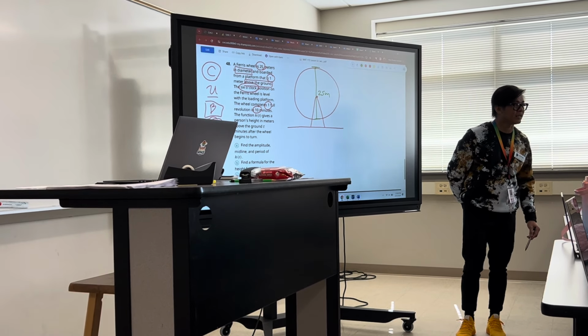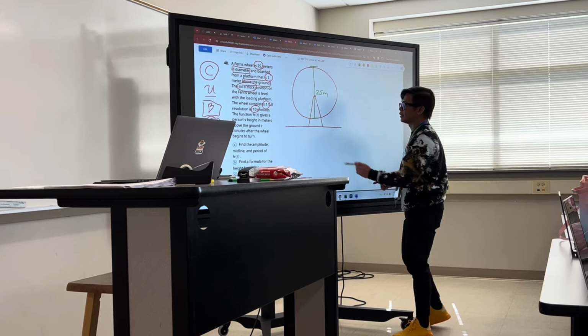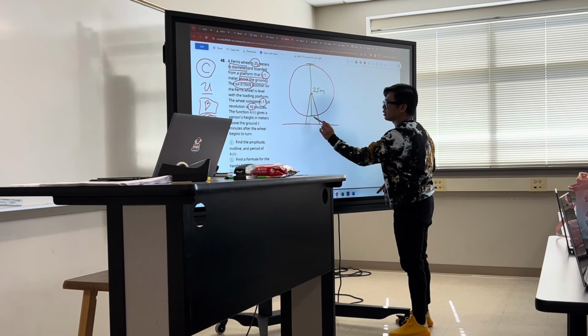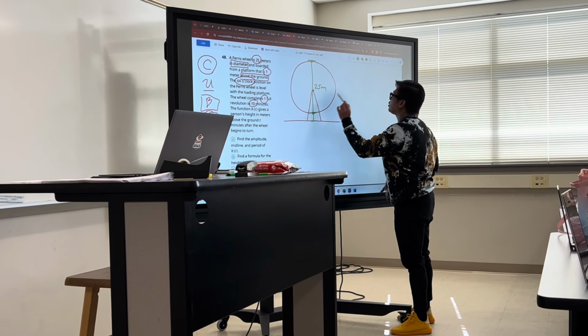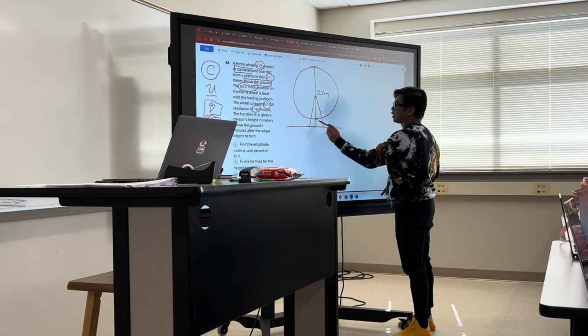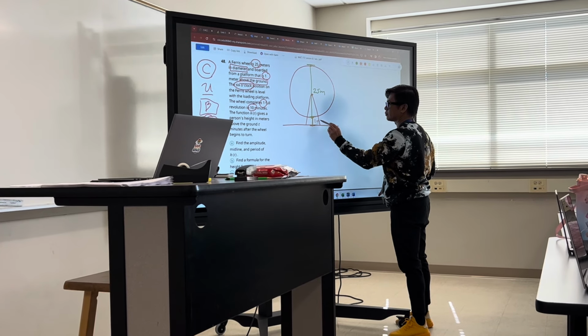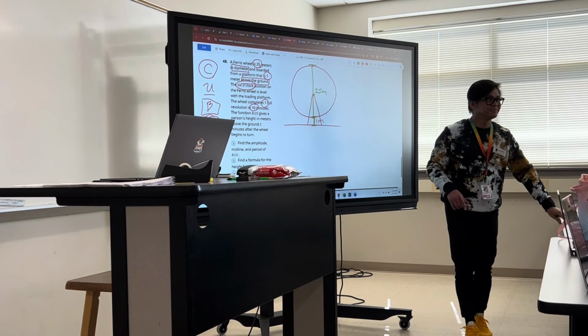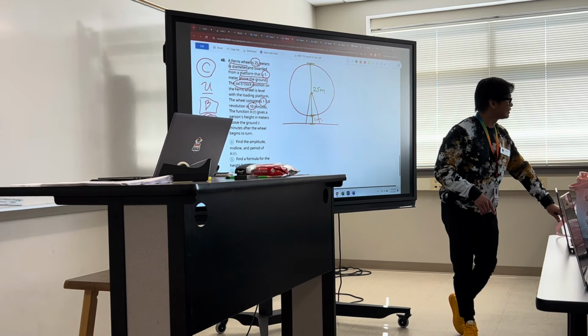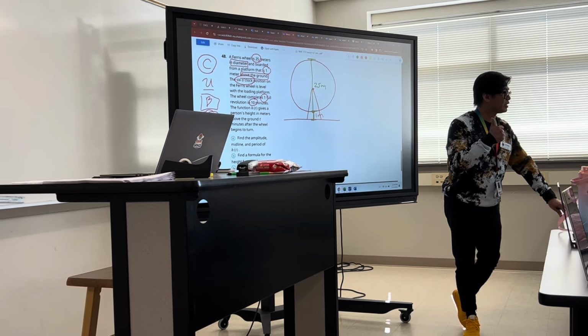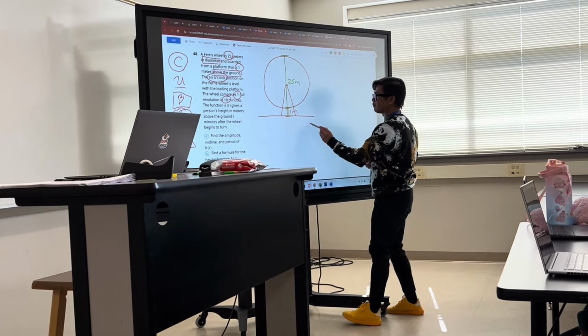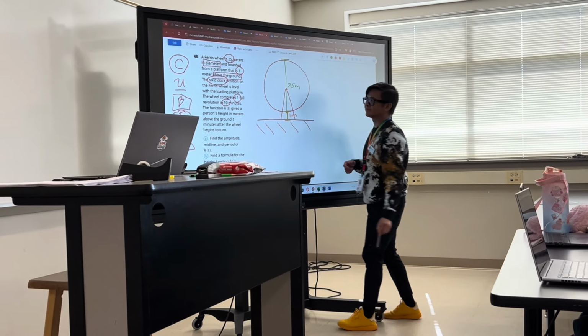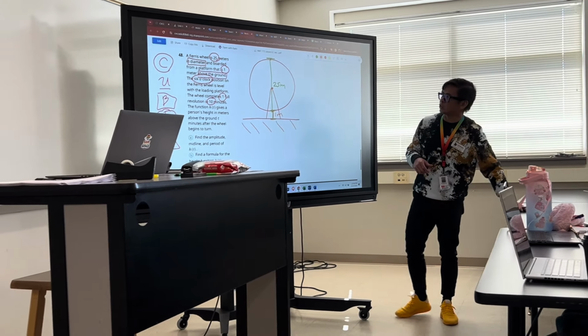Get it? Now, where's the 1 meter? That means this bottom in here, from here to here, will be what? That's our 1 meter. Are we good? Get it? What we did with our Ferris wheel? Okay. Next one.